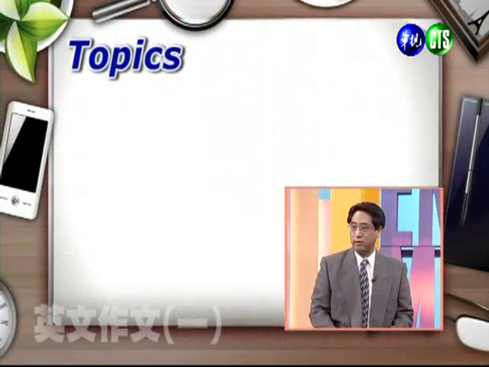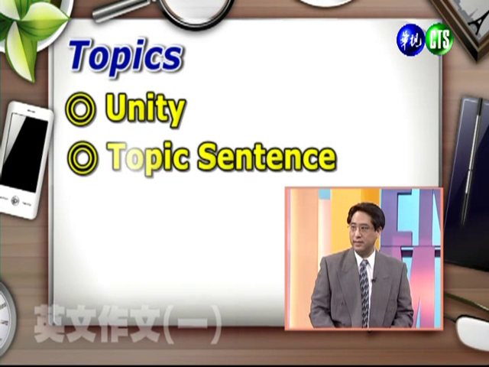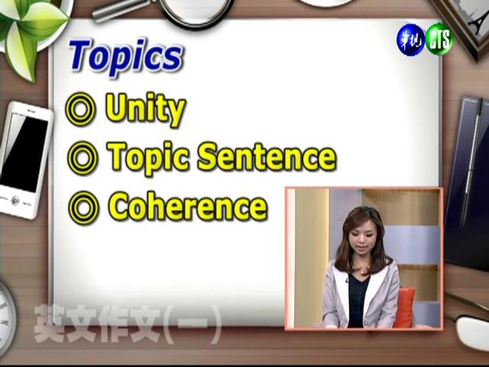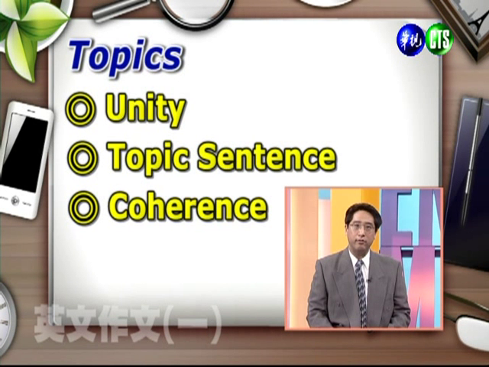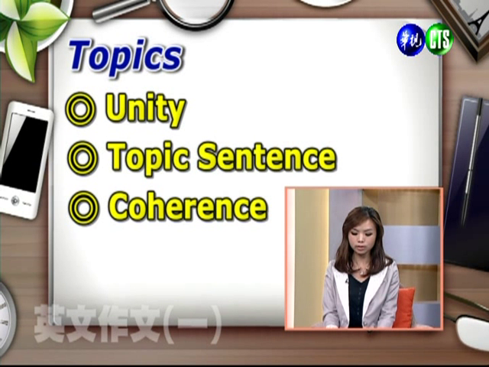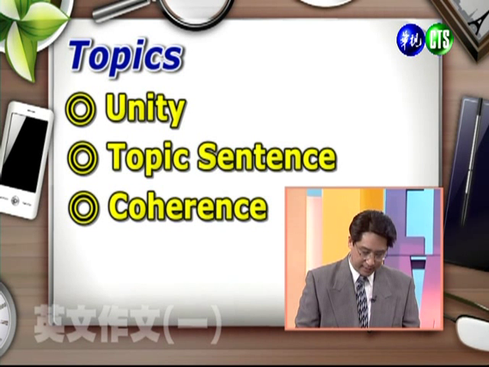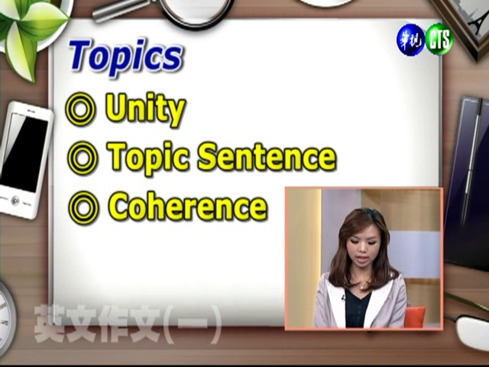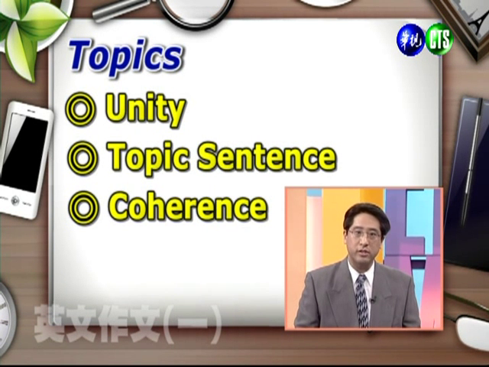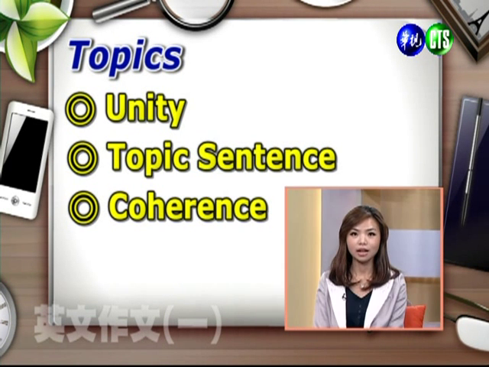And today we are going to learn about these important topics, which are unity, the topic sentence, and coherence. Right, now, unity means that all the sentences in an essay are related to the main idea. And now the topic sentence is a sentence that expresses the main idea of an essay. And coherence means that you use words to mark the relationship of the sentences within your essay.